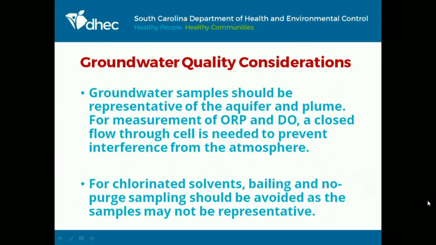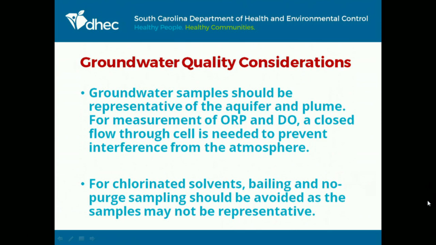Groundwater quality is a big issue. If you're going to use the chlorinated solvent decision tree, then you're going to need to be sure that your groundwater samples are representative of the aquifer. And one of the big parameters that we use is oxidation reduction potential. If you measure that in an open container, open to the atmosphere with a probe stuck in it, you're not going to be getting an ORP representative of the aquifer. You're going to be getting an ORP that represents interaction of the water coming out of the well with the atmosphere. Bailers just do not work for measurement of ORP.